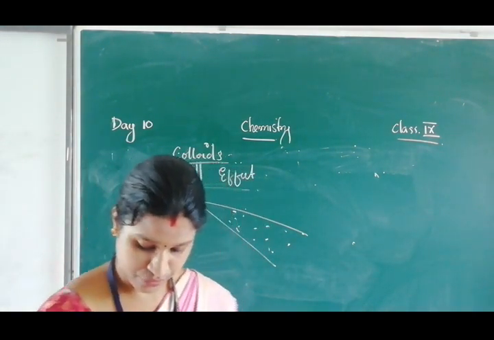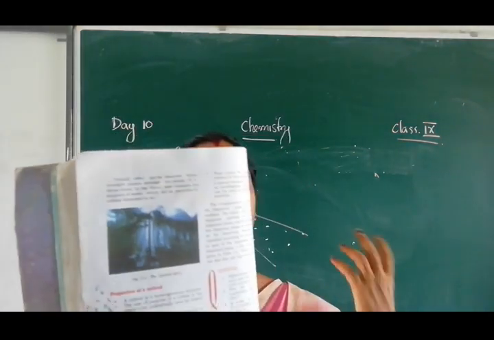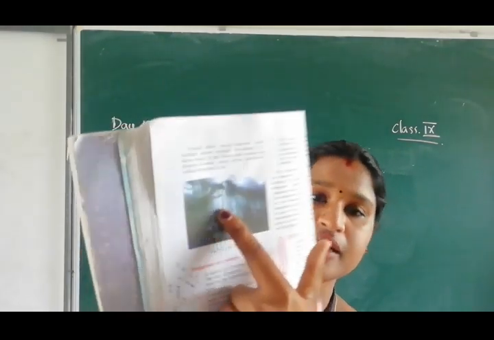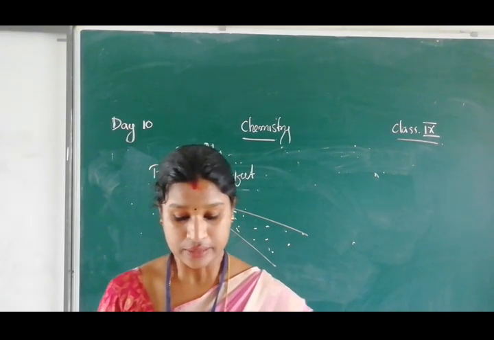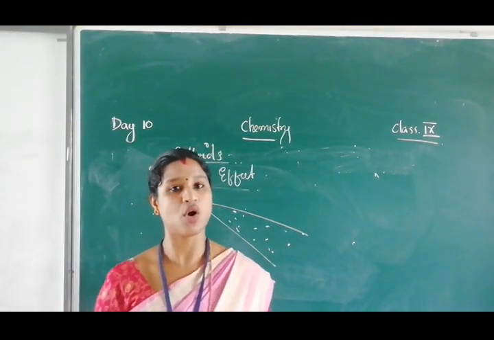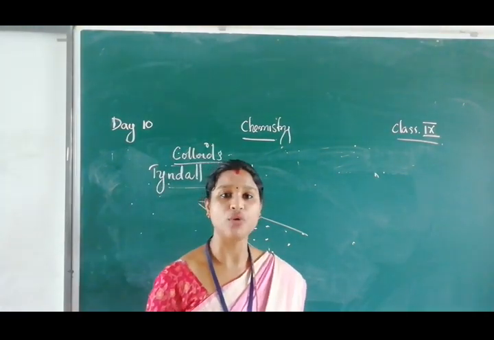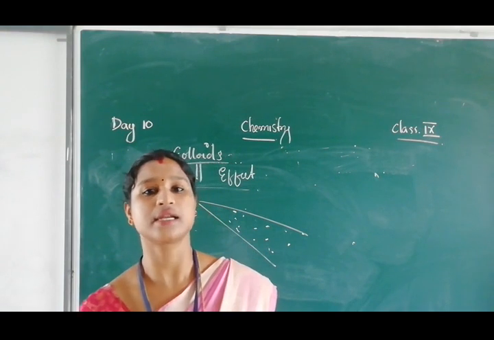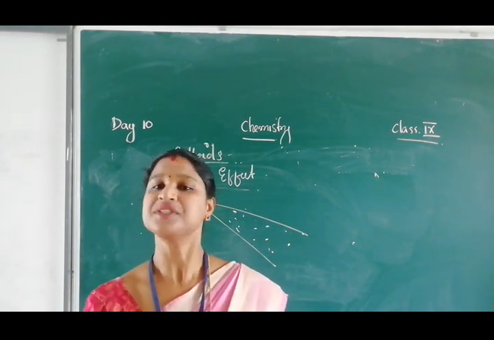And you can find one figure in your textbook: the canopy of a forest, when the sunlight enters and the sunlight path can be seen. So that effect is known as the Tyndall effect. That means the scattering of sunlight by colloids, and that effect is known as the Tyndall effect.